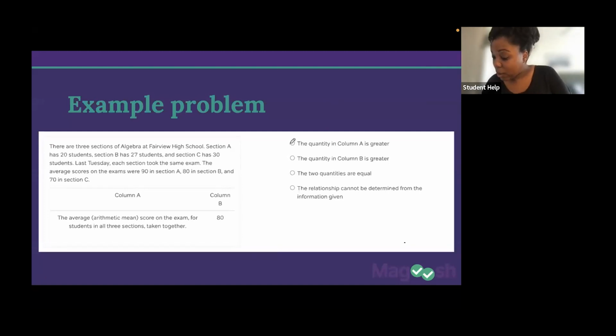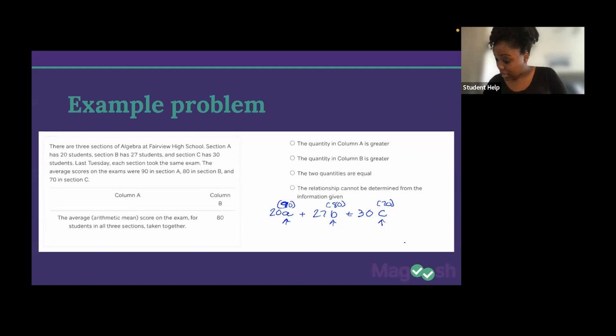You're going to say, okay, there's 20 students in A, and there's 27 students in B, and then there's 30 students in C. And I know these values here. So it's 90, that was the score here. It was 80, that was the score here. And it was 70, that was the score here.